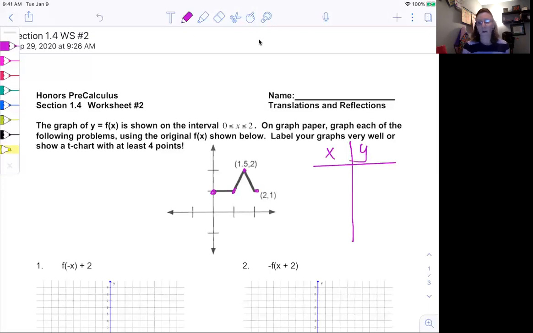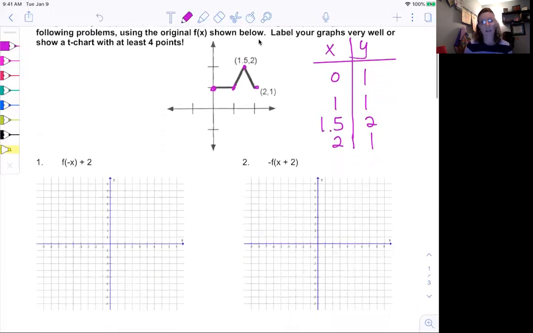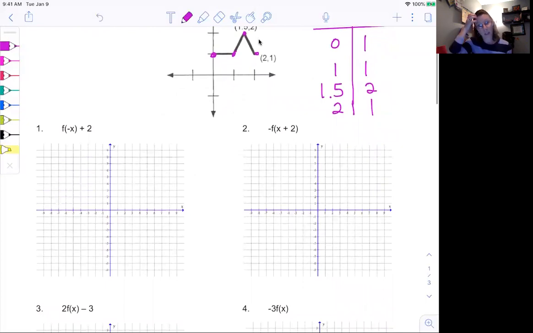There is graph paper already for you, so each problem has a graph attached to it. And listing those points, we have a value at 0, 1. We have a 1, 1, 1.5, 2, and then 2, 1. So those are our original ordered pairs. So you're going to go through this worksheet just like the previous worksheet and see if you can first decide the translation or the reflection.